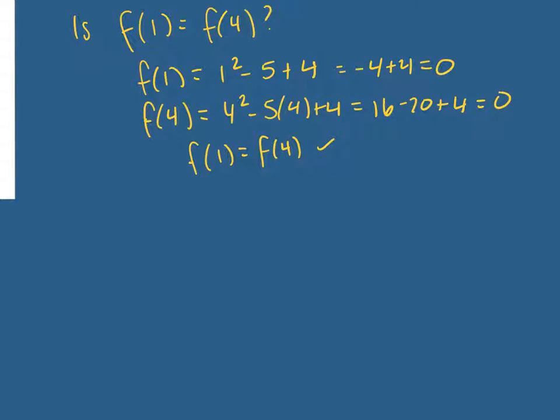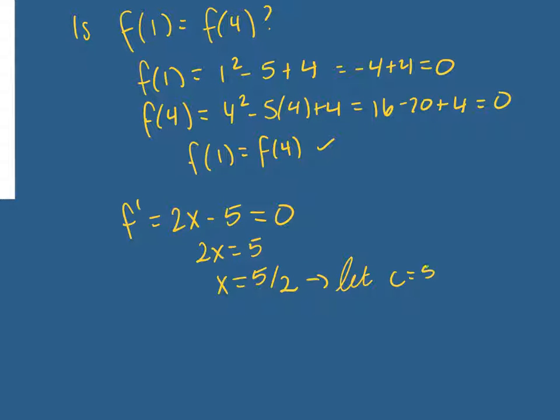which says that there must be some c where f prime of c is equal to 0. So first thing I have to do is take the derivative. So f prime is going to be equal to 2x minus 5. And I'm going to solve for the c where it's equal to 0. So I'm going to set this equal to 0 and solve for x. So 2x is equal to 5, x is equal to 5 halves. So I'm going to say let c equal 5 halves.